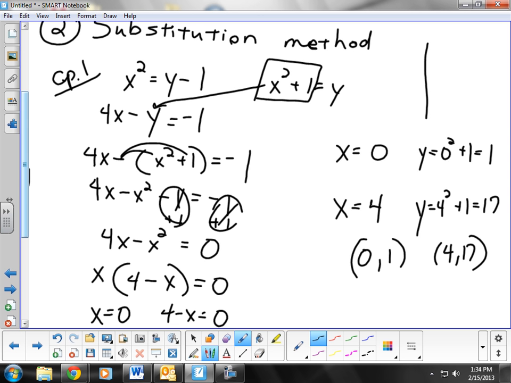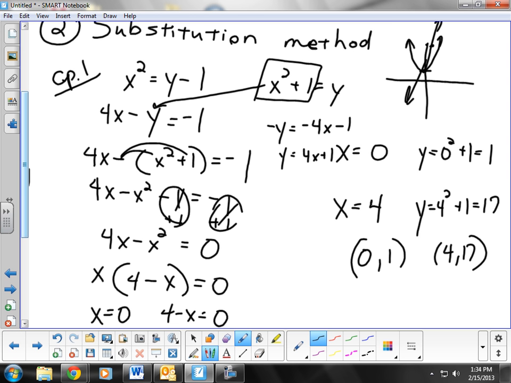Let's think about it for a second. What's going on right here? That's a parabola that's been moved up one, right? Yes? What's this right here? A line. So that's going to give me negative y is equal to negative 4x minus 1. So y is equal to 4x plus 1. That means I go up to 1, and I go up 4, and over 1, and there's my line.